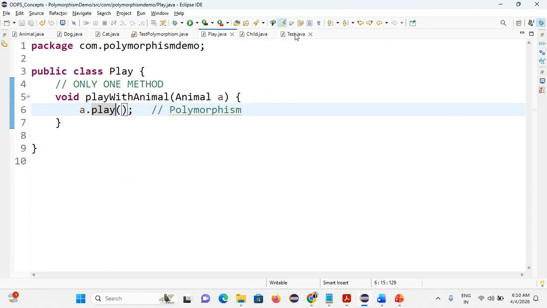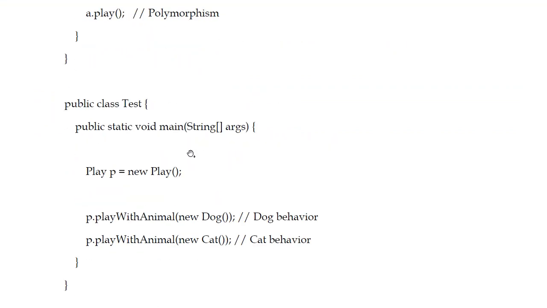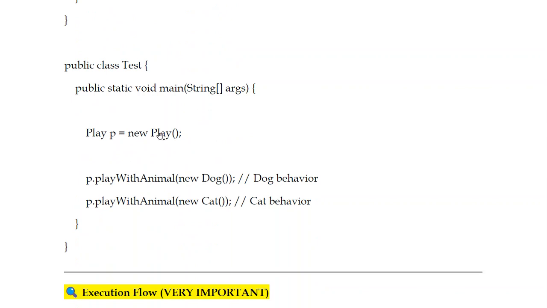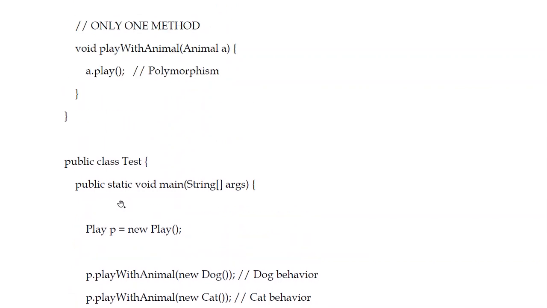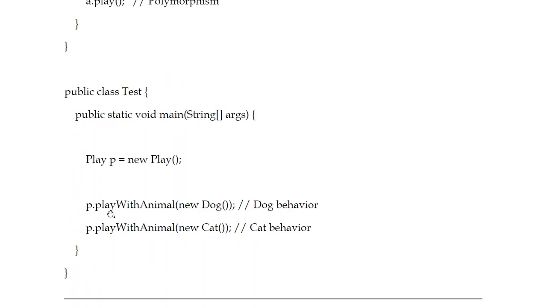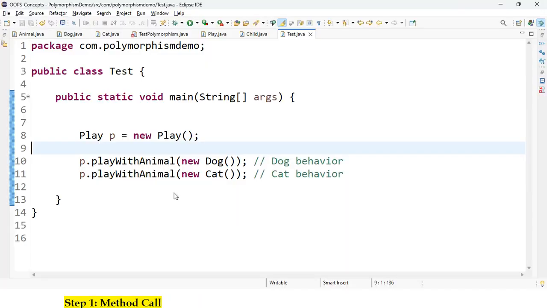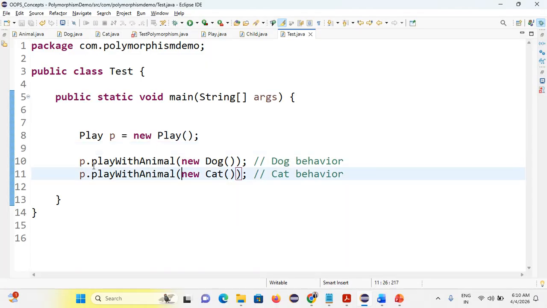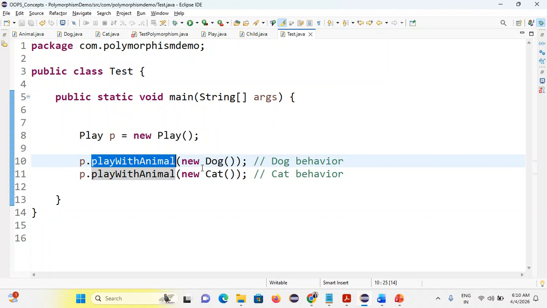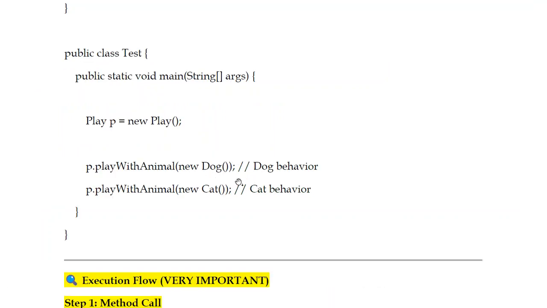We'll discuss why we are doing it like this. In the test class, I'm creating the object for this generic class, Play. After that, here, p.play is a reference type, a reference class with playWithAnimal. I'm passing the object new Dog().